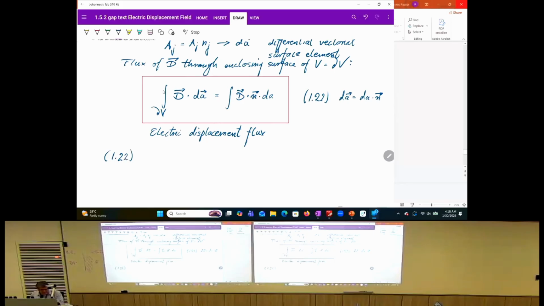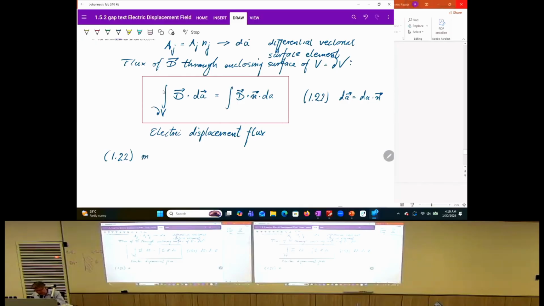We sum up basically the D field lines which are penetrating this closed surface of the control volume, and at every point where it is penetrating the surface, we project the D field onto the normal vector of this surface at each point. This is the significance of equation 1.22 here.